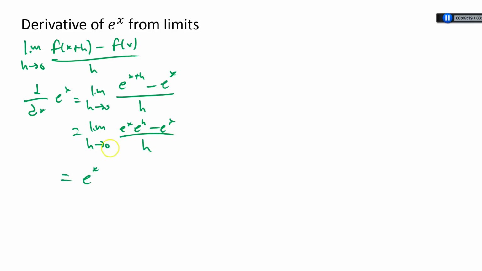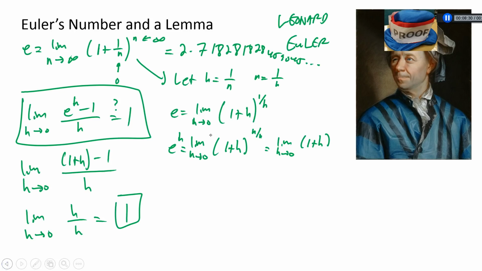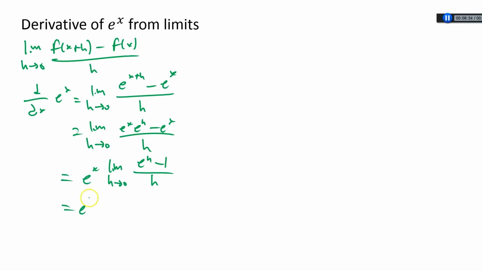I'm going to pull it all the way out to the front, because there's no h there. It doesn't depend on h. So we have e to the h minus 1 over h. Ooh, that sounds familiar. Is that something we've seen before? Yeah, that limit is 1. So this is equal to e to the x times 1, which is e to the x.